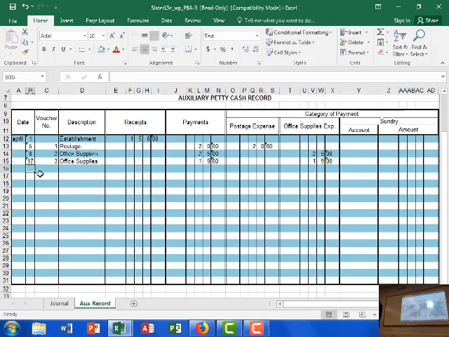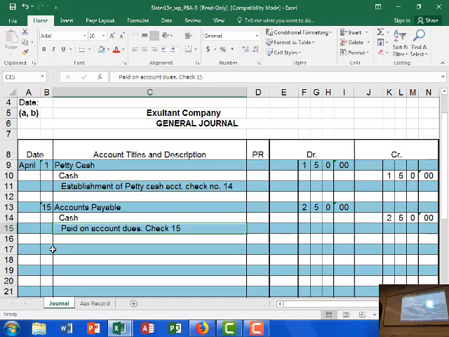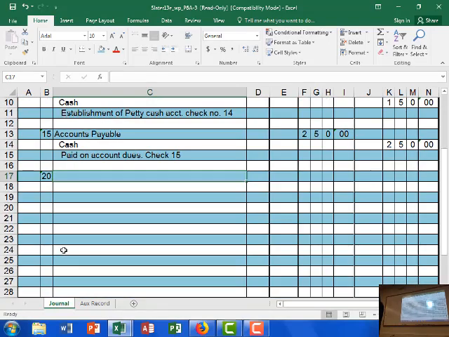All right, now we have on the 20th. What happened? Check number 16. Again, check number 16 for Moore Corporation for $725 for past purchases on account. On account, again, what are we paying off? Accounts payable. So you're going to go to your journal because you do not have $750 in your petty cash.